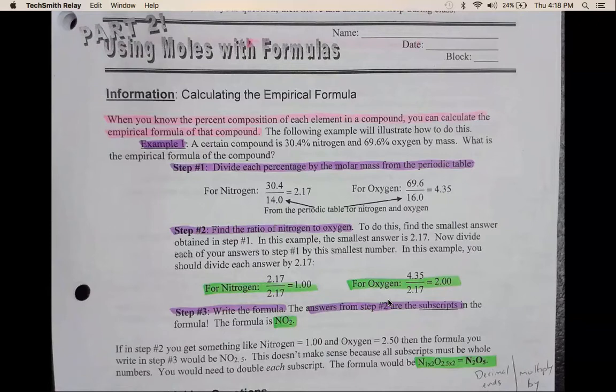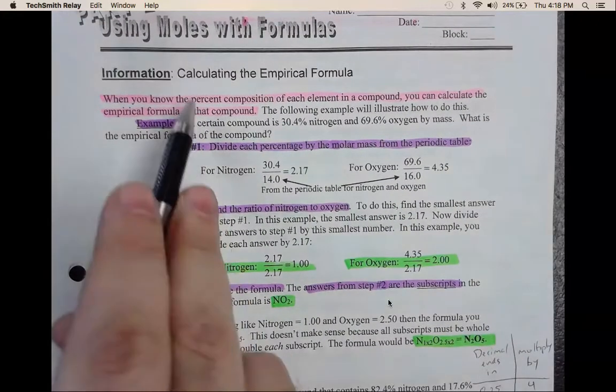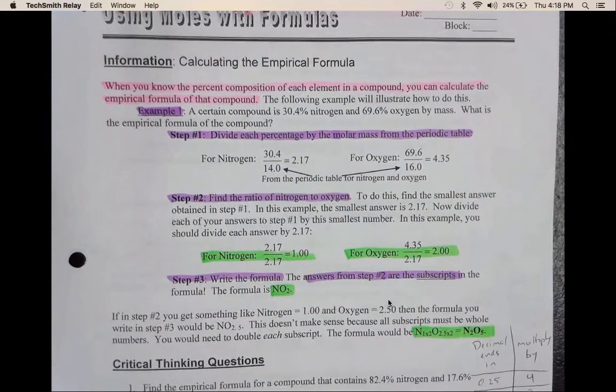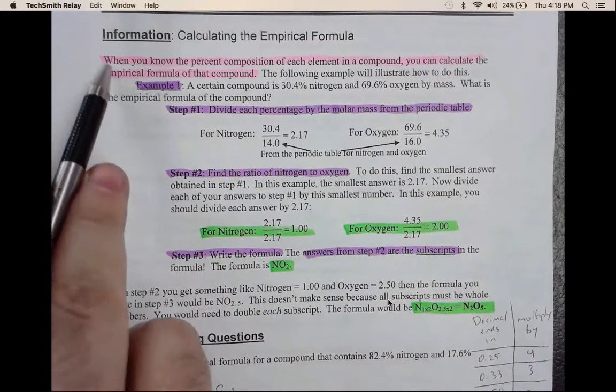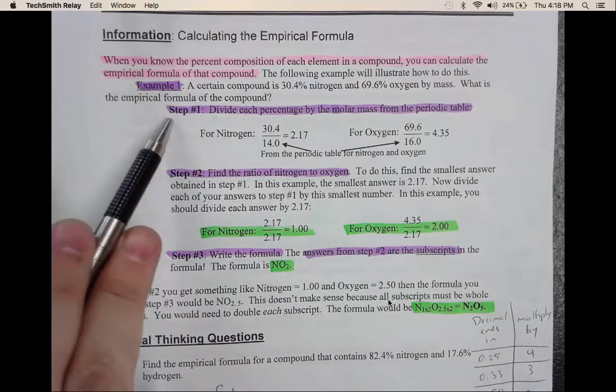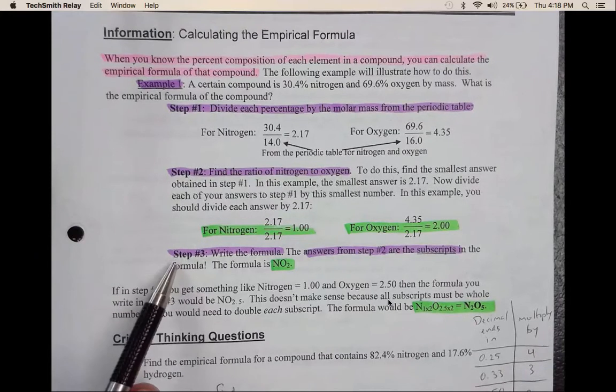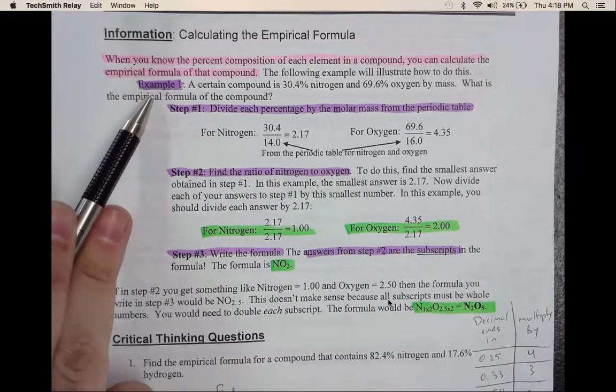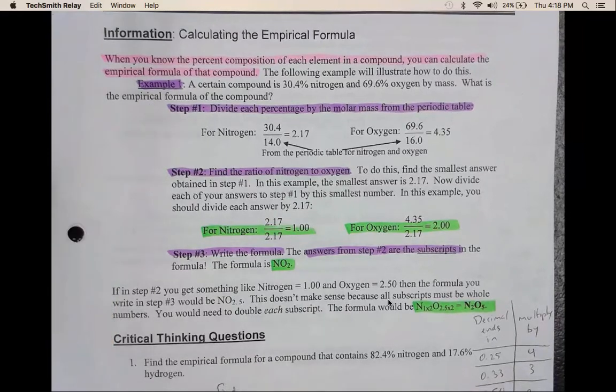Today we are taking a look at using moles with formulas part 2. So right up top we're starting with some information about calculating empirical formulas. What I've highlighted in pink is when you know the percent composition, you can calculate the empirical formula of the compound. There are 3 steps that we use to solve these problems. I will talk about each of these 3 steps and explain how they apply to example 1.